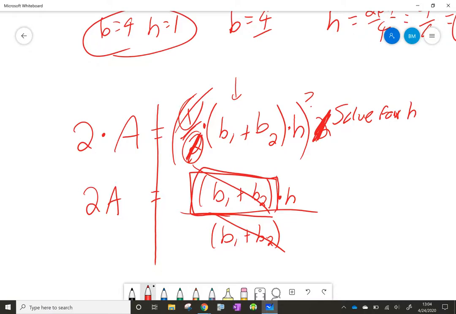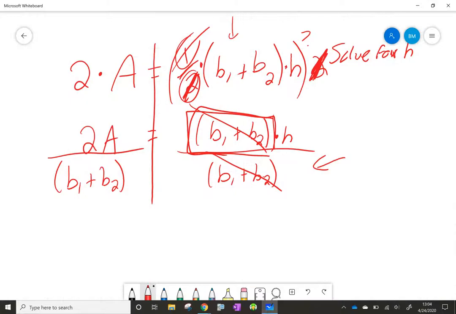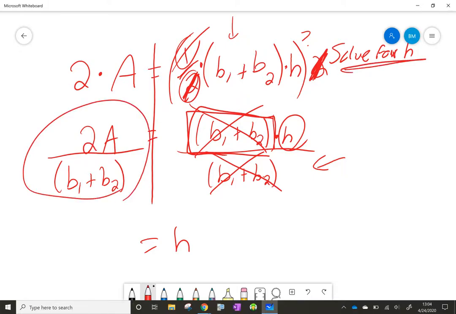Of course, if you do it to this side, you have to do it to the other side as well. So we're going to divide this side by b1 plus b2. And look at that. The whole group cancels out on the right and leaves just the h, which is exactly what we wanted. And we end up having this on the other side as a formula, 2a over b1 plus b2.